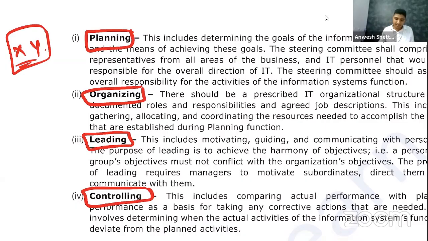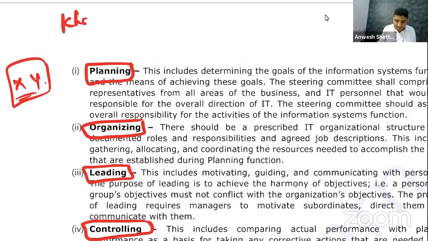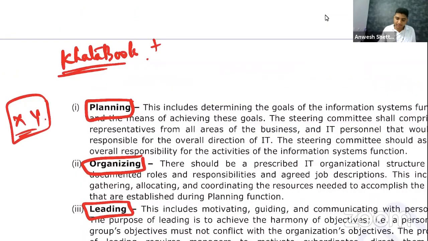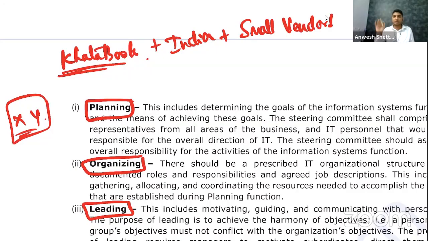Now, planning, in the sense, let us say they said, let us come up with an application called Khata book. This is the first plan they had. The next plan is, let this function in the entire India, not just one state. Now, who are going to be our customers? Our customers are going to be small vendors. Okay, so this is also recorded.